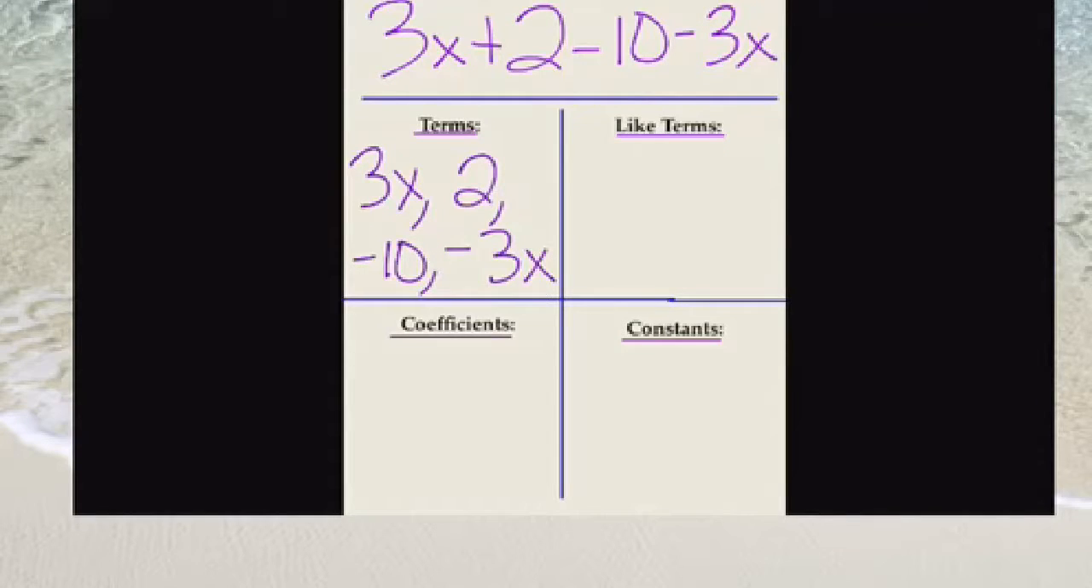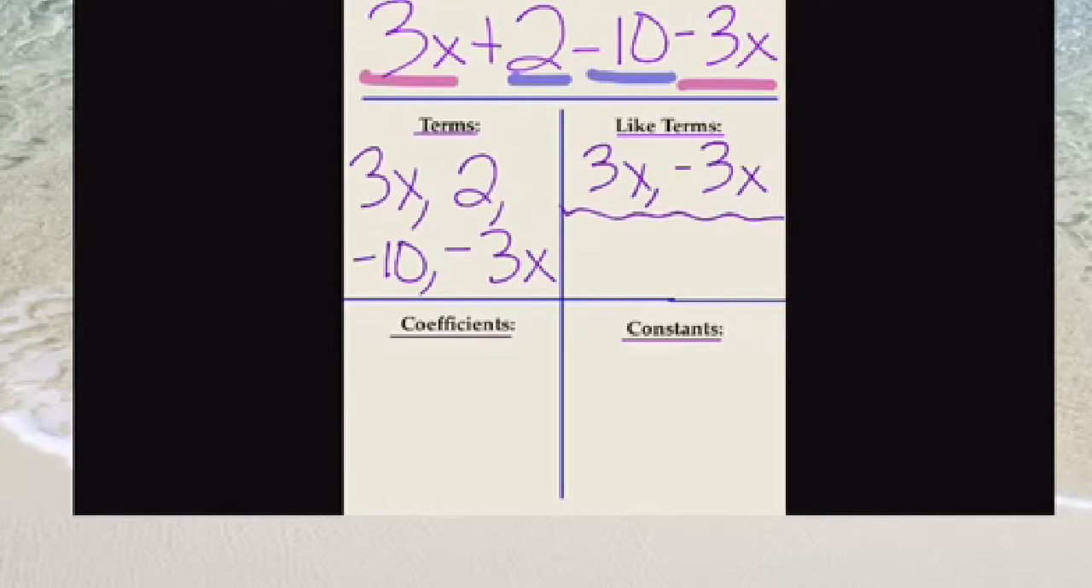I'm going to start with my x's. I see 3x and I see -3x, so I can list those as like terms. Are there any more? Yes, there are. Hopefully you can see that 2 and -10 are also like terms. So let's list those below. 2 and -10.